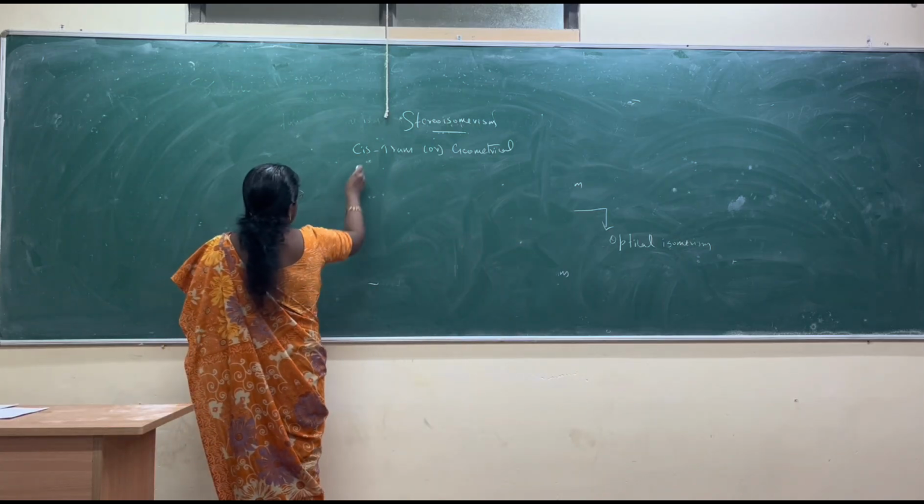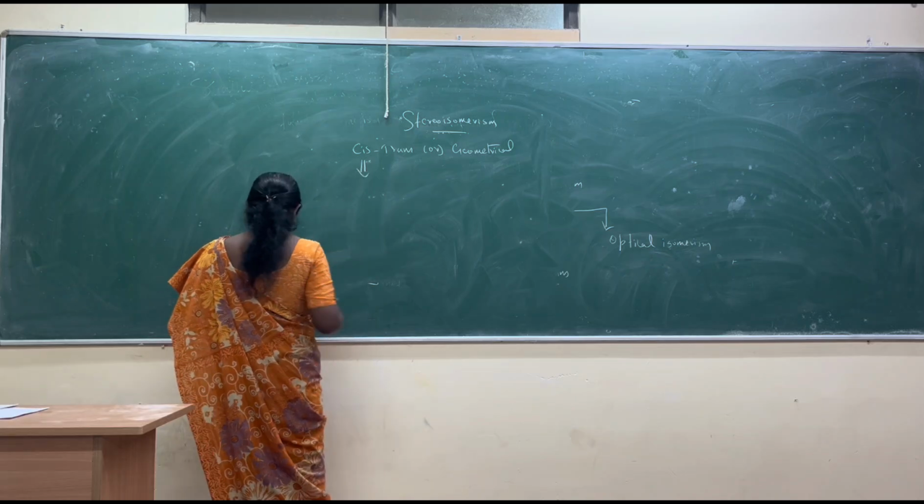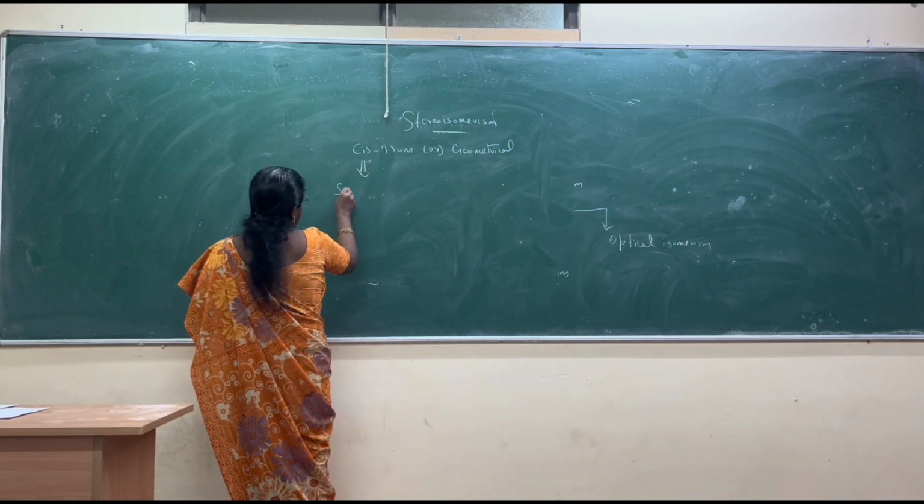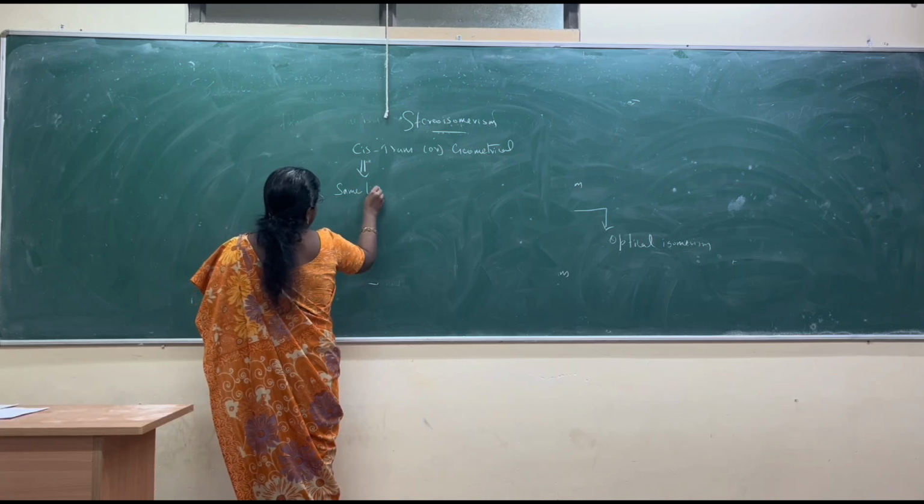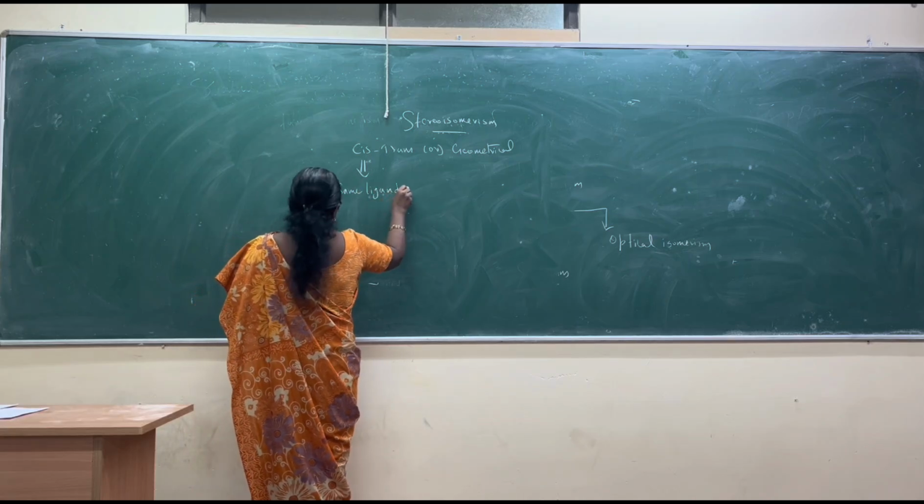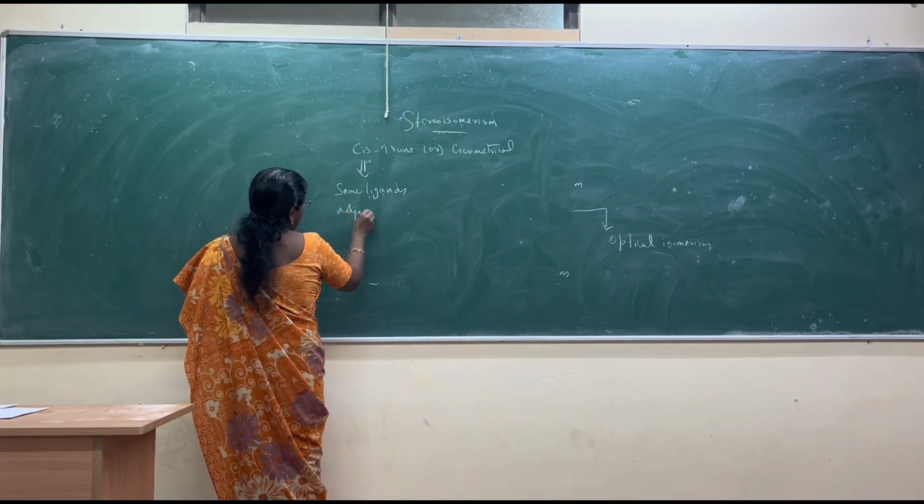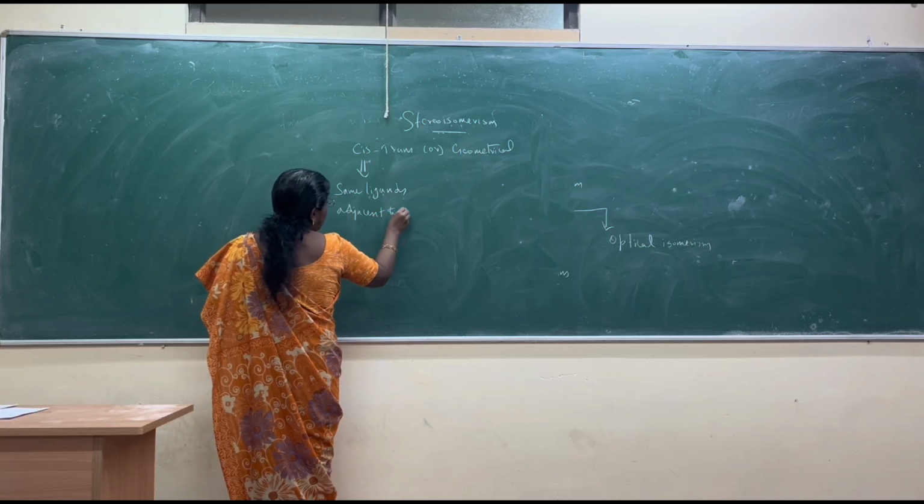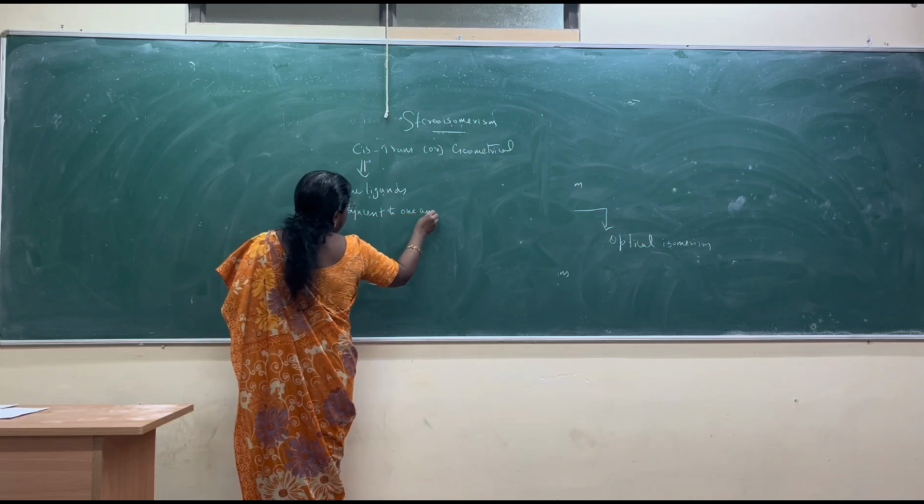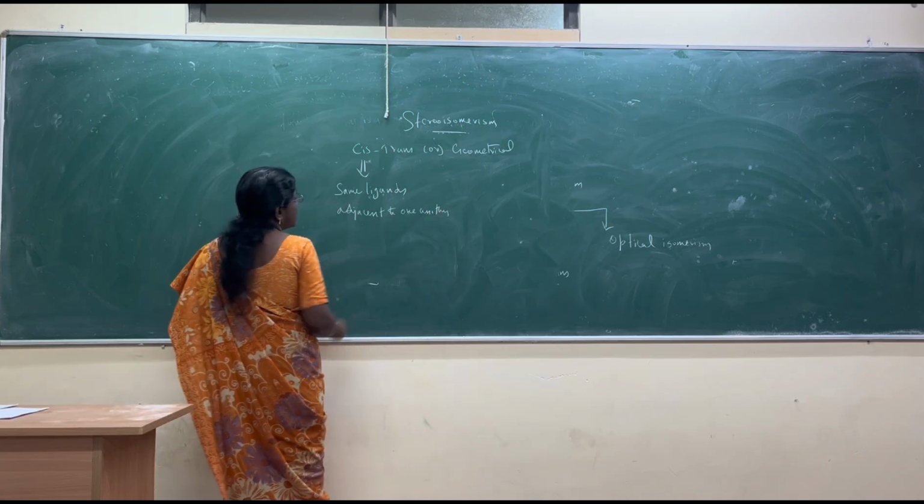So cis means the same ligands are arranged adjacent to one another. Adjacent to one another is called a cis.